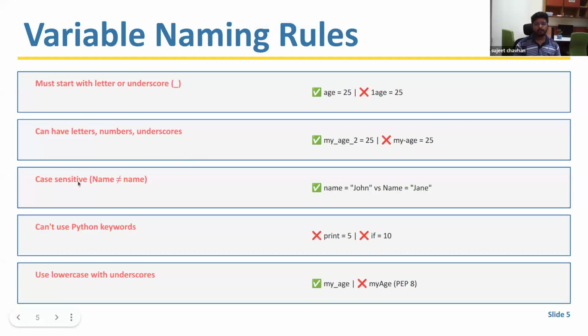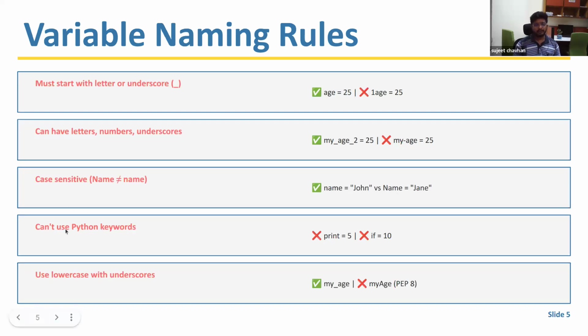Next thing is variable names are case sensitive. Let's say you have the variable name in lowercase, name equal to John, and the other variable you write as capital Name. This will be a different variable.